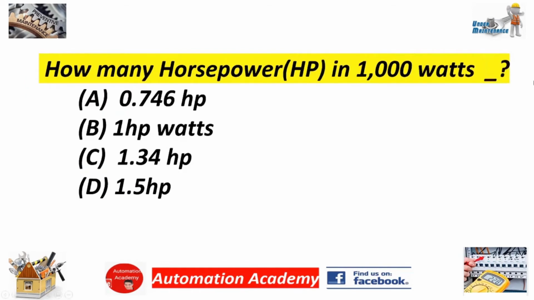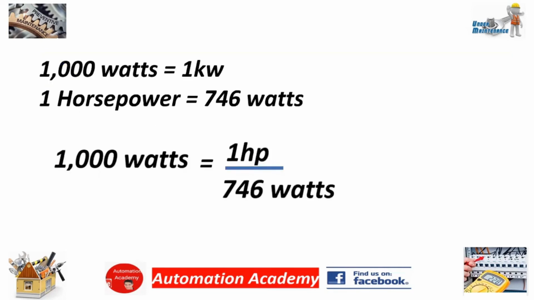How many horsepower in 1000 watts? A. 0.746 horsepower. B. 1 horsepower. C. 1.34 horsepower. D. 1.5 horsepower. Answer: 1.34 horsepower. And here's the solution. We know that 1000 watt is equal to 1 kilowatt and 1 horsepower is equal to 746 watts. 1000 watt equals 1 horsepower is equal to 746 watts. We are going to cancel the watts.